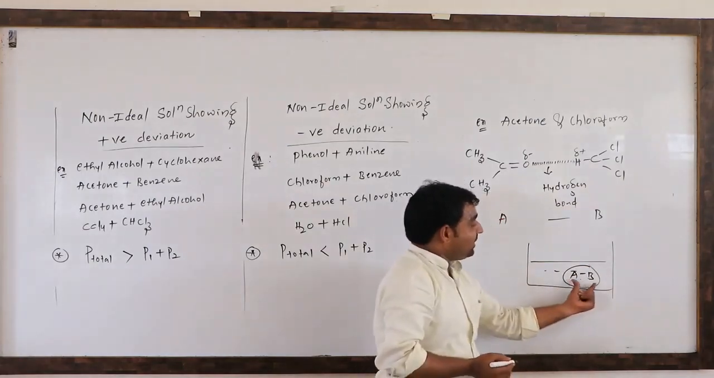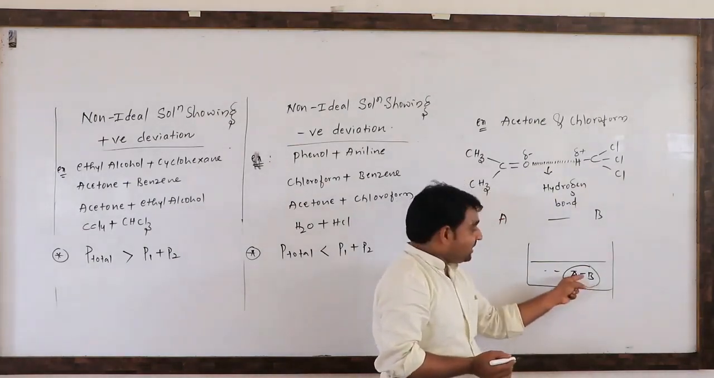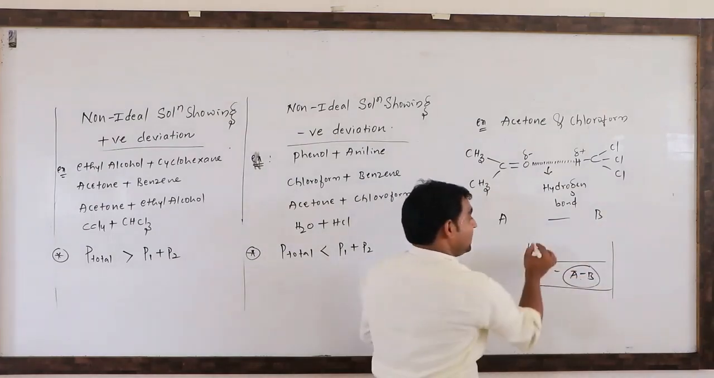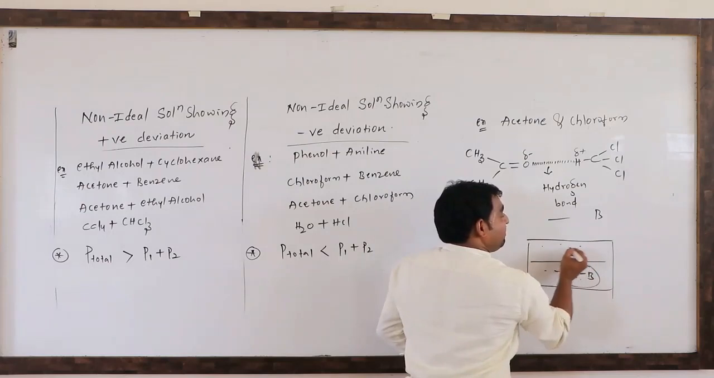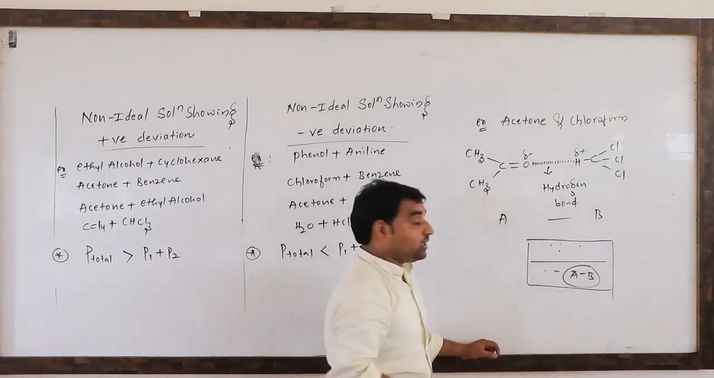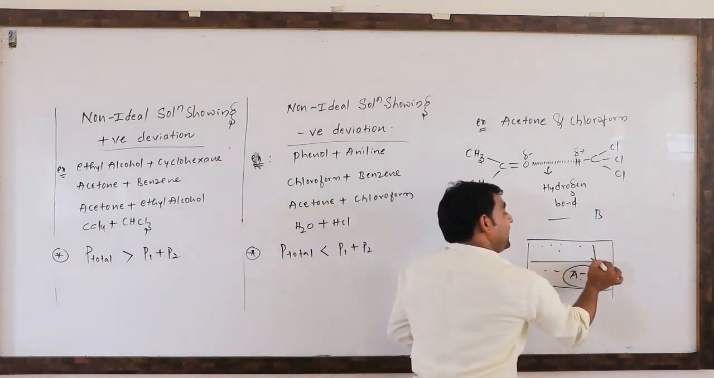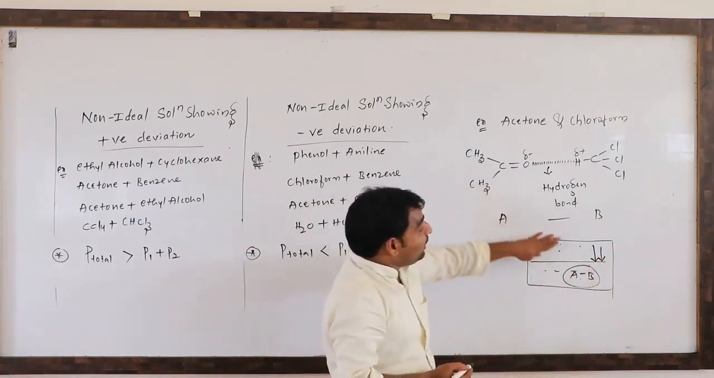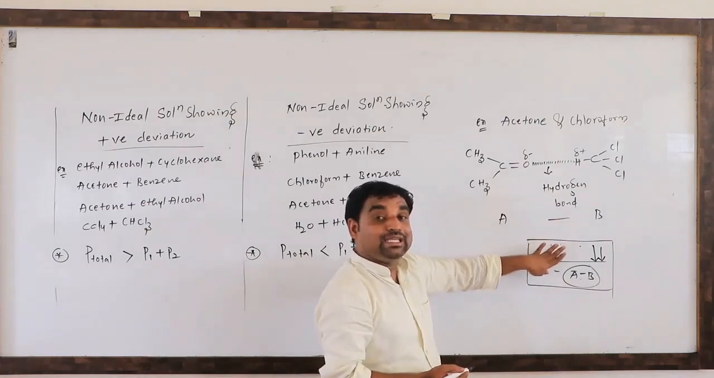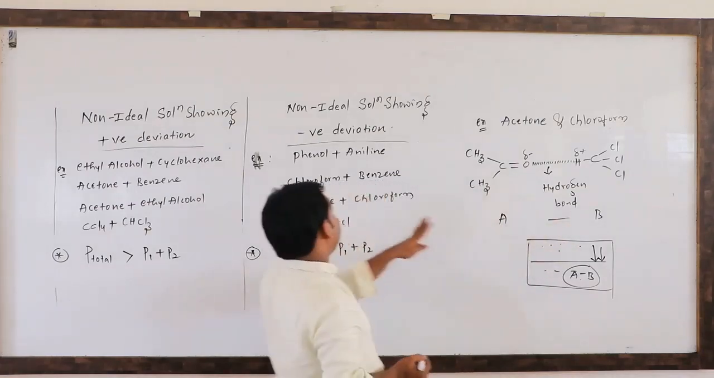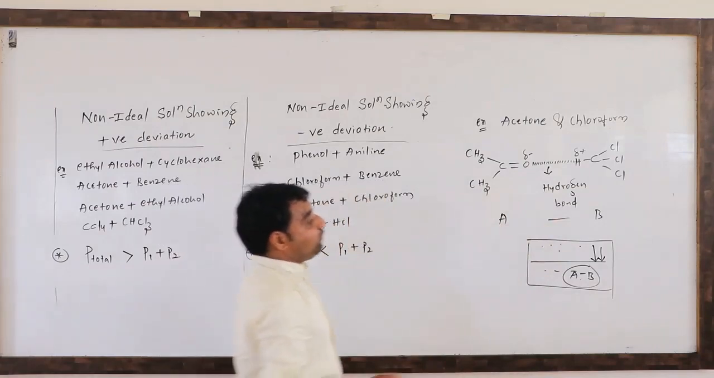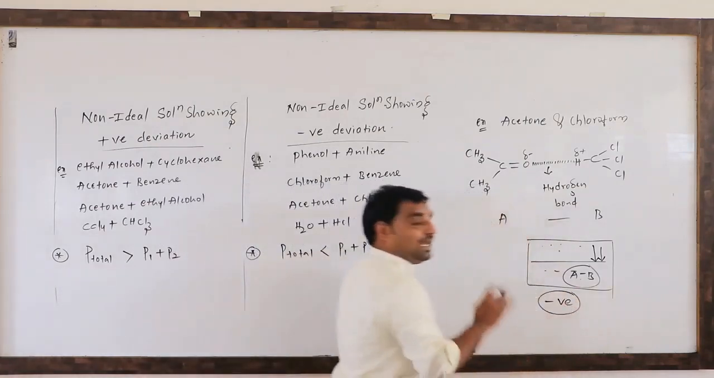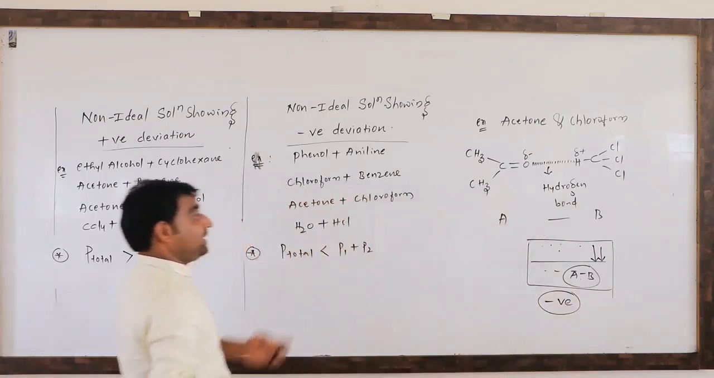If it has a hydrogen bond, there is more attraction, so the tendency of escaping from the solution to the vapor phase decreases. It means fewer vapor molecules are formed over the solution. Those vapors will exert less pressure. Hence the total vapor pressure of the solution is less than the vapor pressure predicted by Raoult's law. Such types of solutions show negative deviation, meaning less than the vapor pressure predicted by Raoult's law.